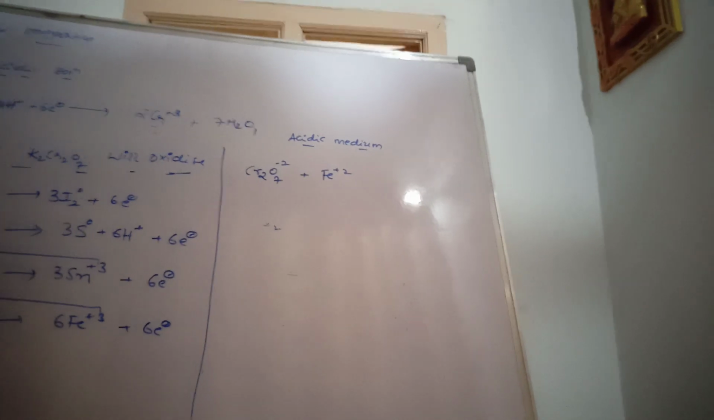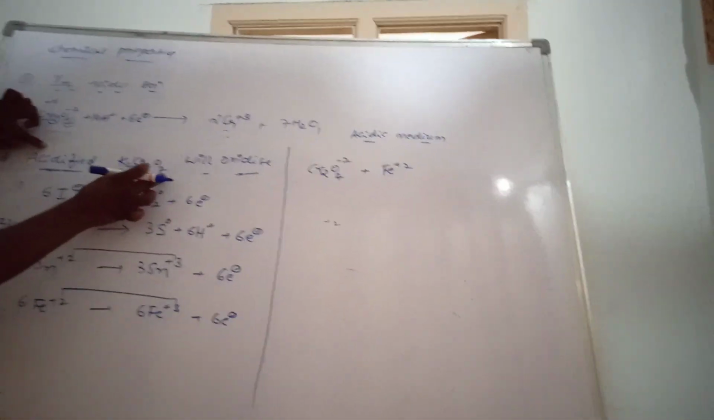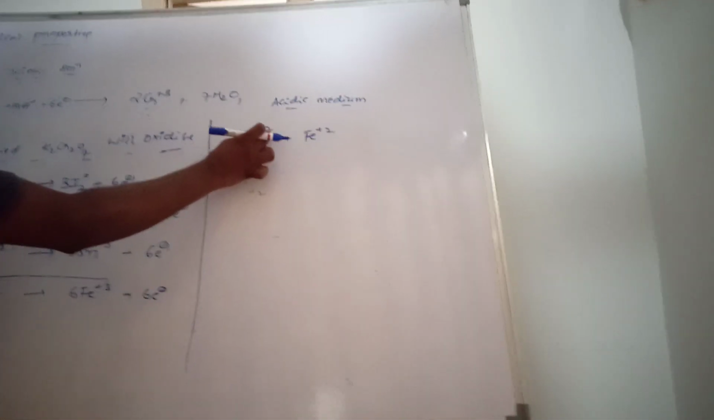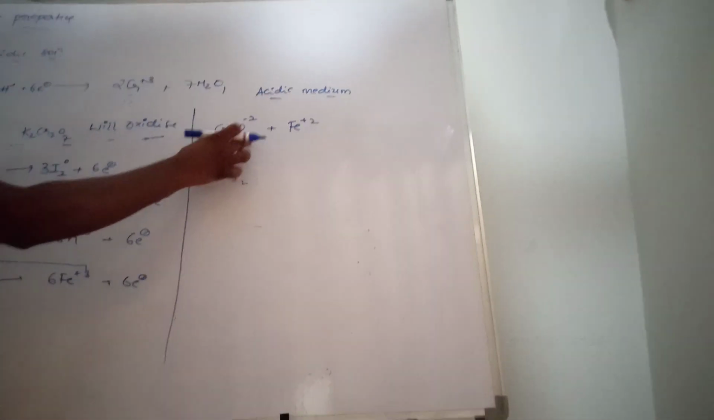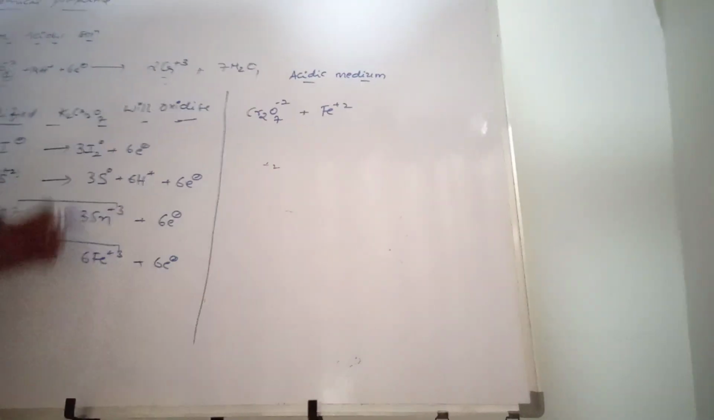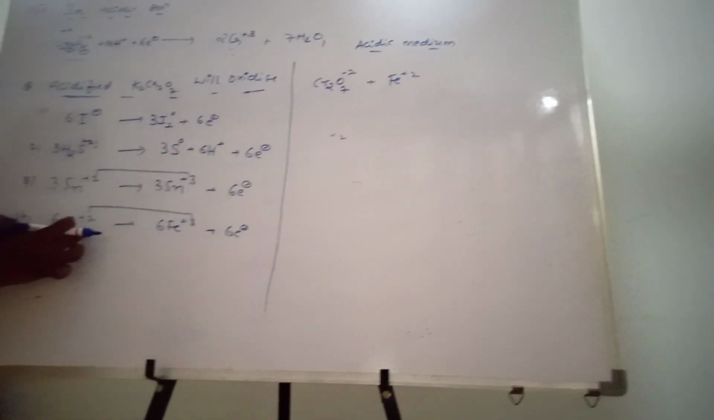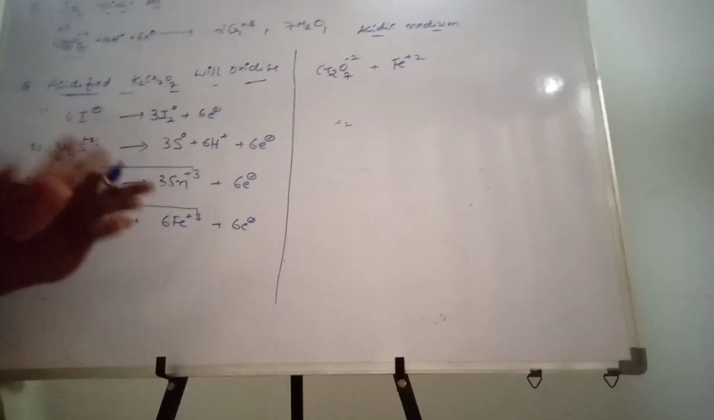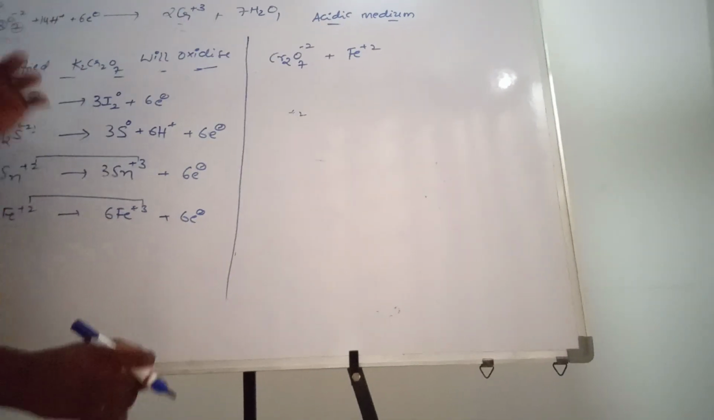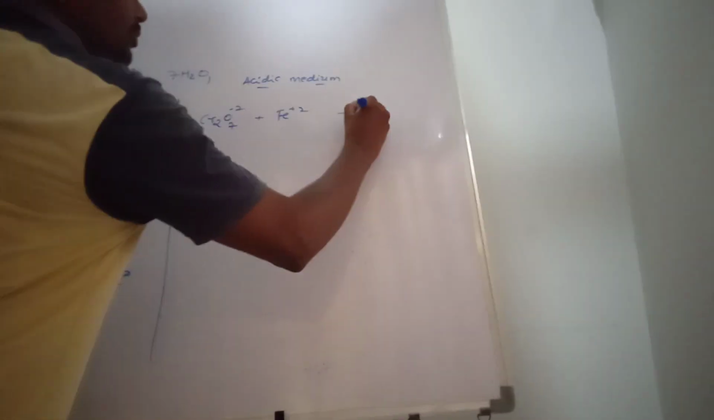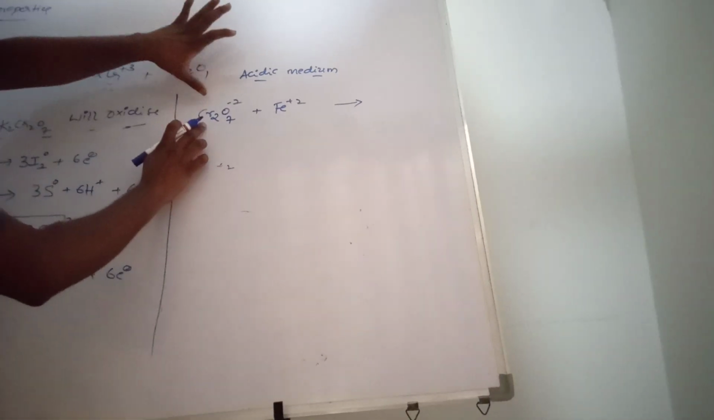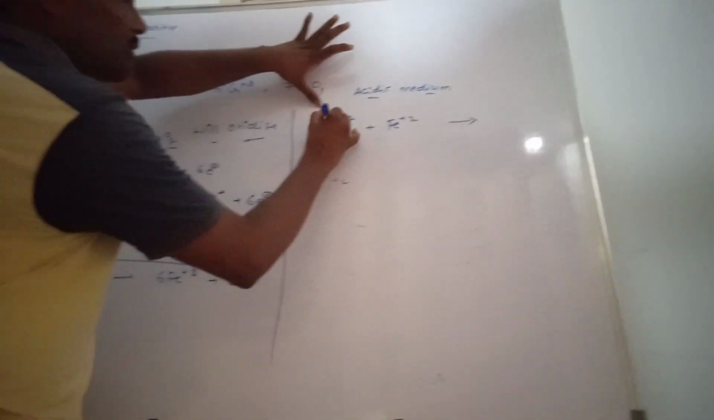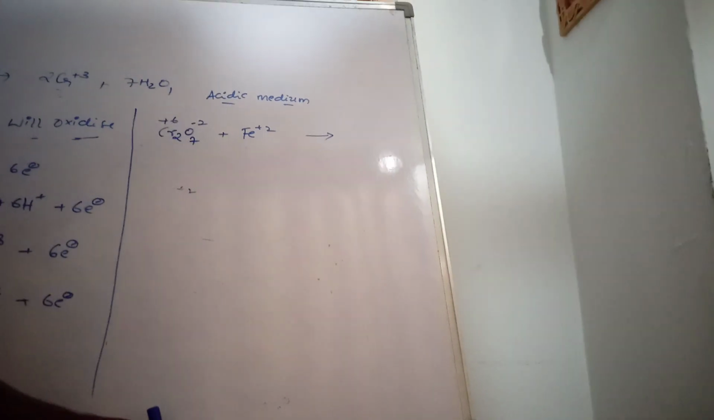Okay, see students. Acidified K2Cr2O7 means Cr2O7 power minus 2 also we can consider, no problem. Acidic medium Cr2O7, okay, done. And here they have given Fe power plus 2, that too in acidic medium. No doubt about it. These are all first PUC questions. First of all, find out the oxidation number here: plus 6. Here plus 2.